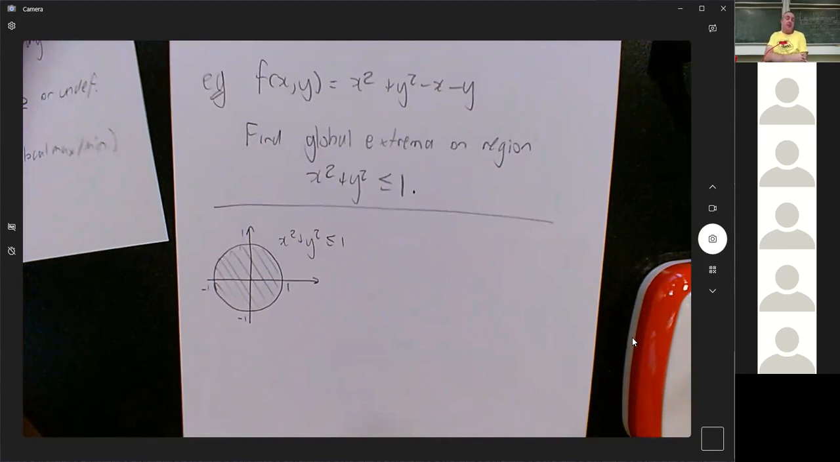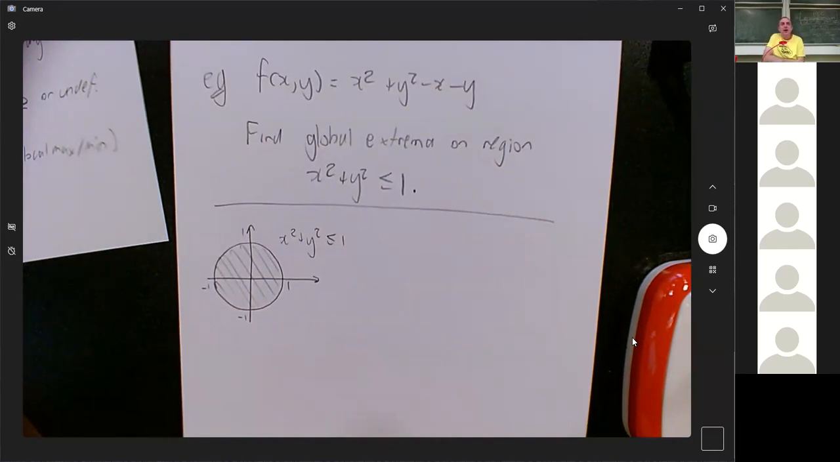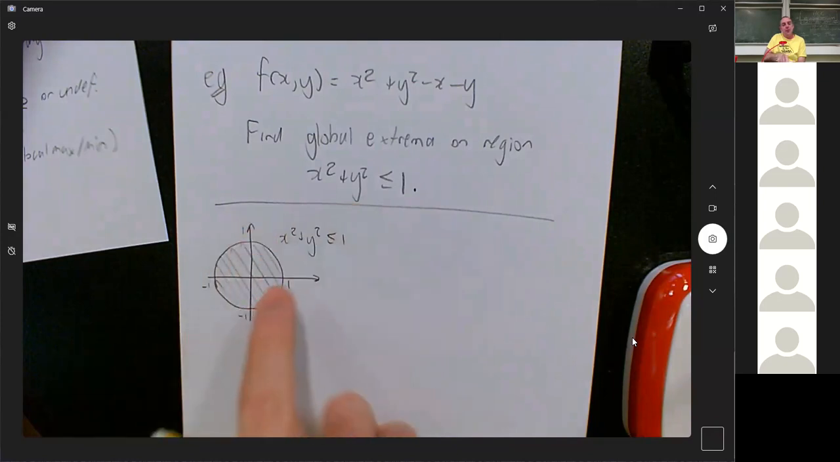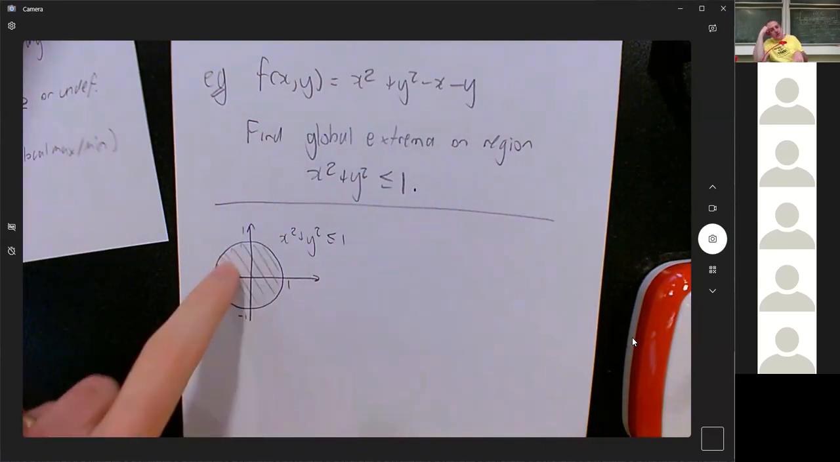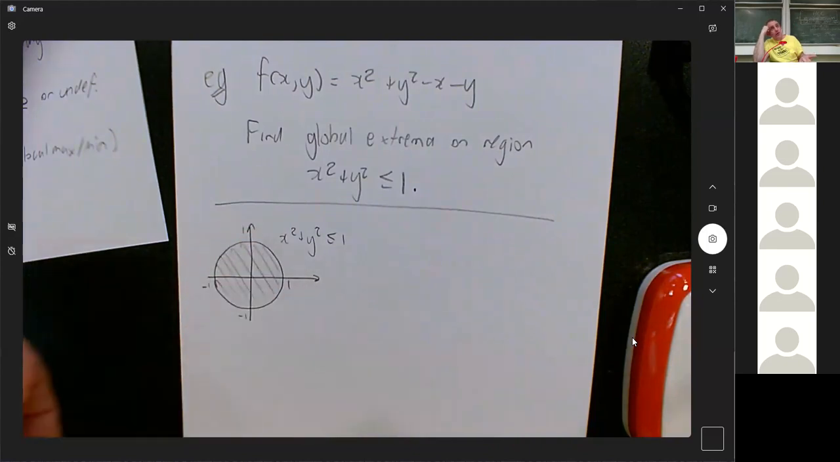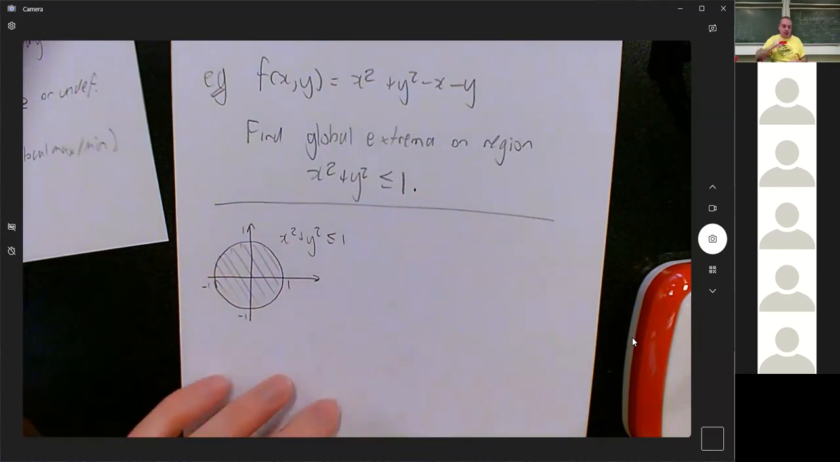So the theorem says that if you have a region that is closed and bounded, and that is our region, it is definitely bounded because it has an end, it doesn't go forever, and it is definitely closed because it includes its edge, then the maximums and minimums will happen either at a critical point inside the interior or on the edge. And we're going to have to deal with both of them. So first we have to find the critical points.